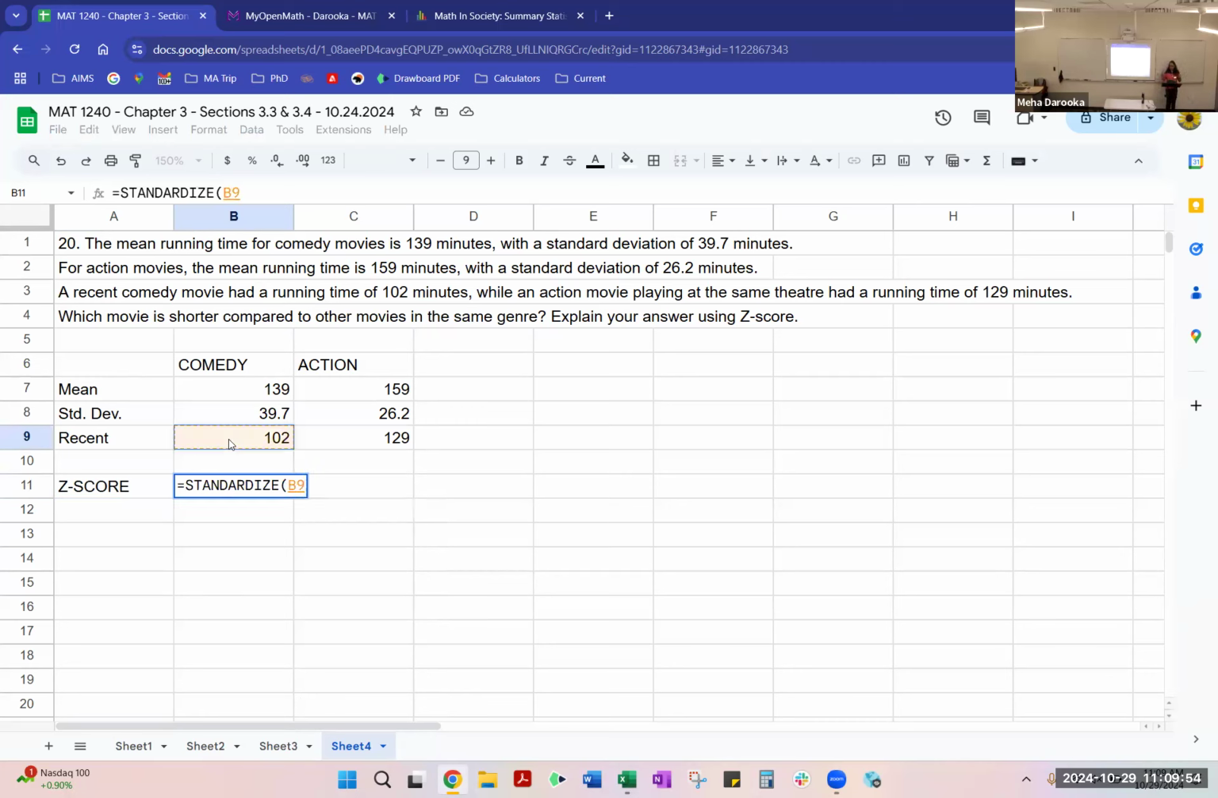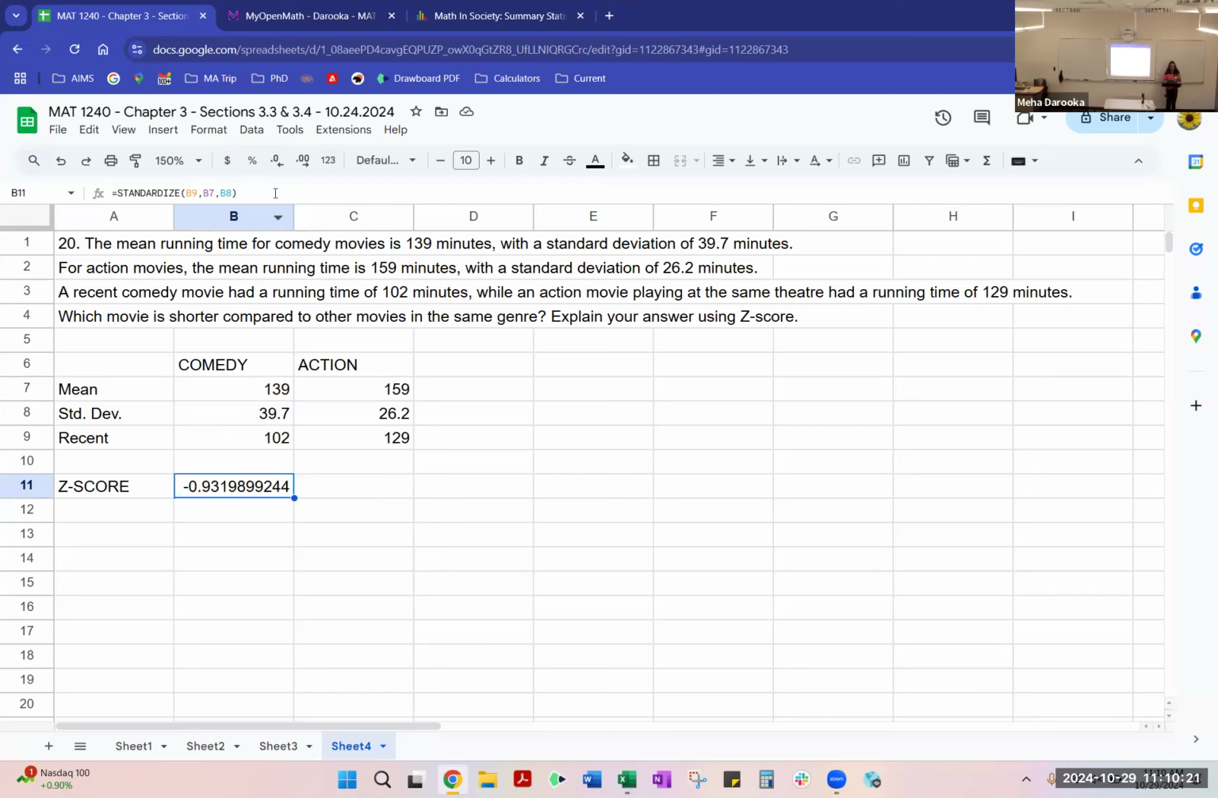So that's actually going to be the current running time of the movie, which is 102, comma, then you do the mean. So for the comedy, the mean was 139, and then the standard deviation, and you can see that was 39.7. So that'll help us calculate the, sorry, the z-score, and it should be negative, right? Because the time was less than the mean for the running time. So we should end up with a negative.